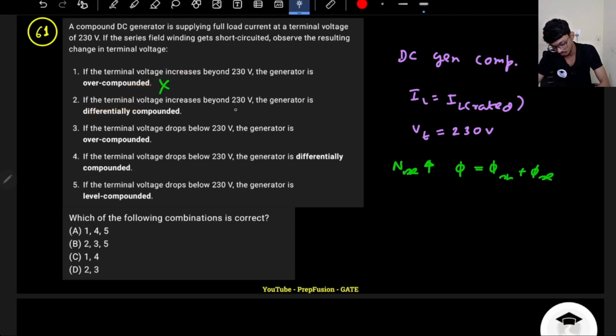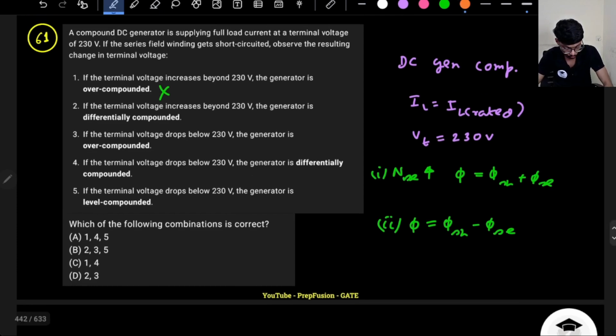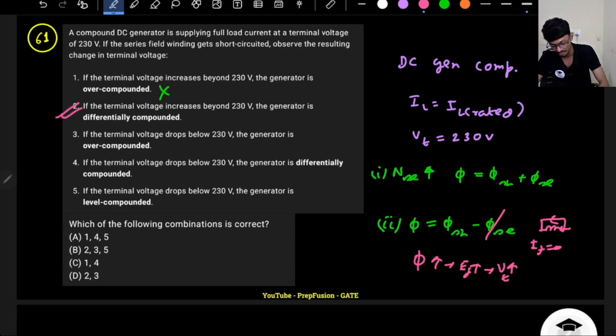Second statement: if the terminal voltage increases beyond 230 volts, the generator is differentially compounded. Is this correct? If it is differentially compounded, the resultant flux is phi sh minus phi ac. If suddenly it is short circuited, the field current will be 0, because the voltage across the field winding will be 0 and all the current will flow through the short circuit path. So my flux will increase, my Eg will increase, and my V also will increase. So this is absolutely correct: if it is differentially compounded, the terminal voltage will go beyond the previous voltage of 230 volts.